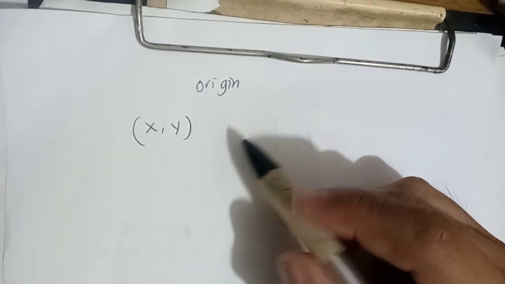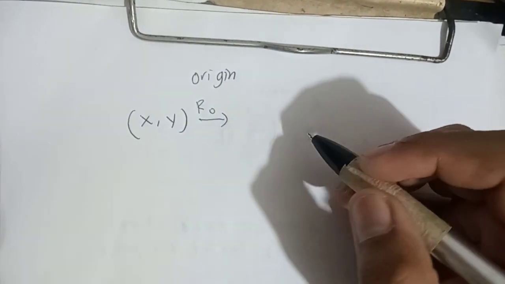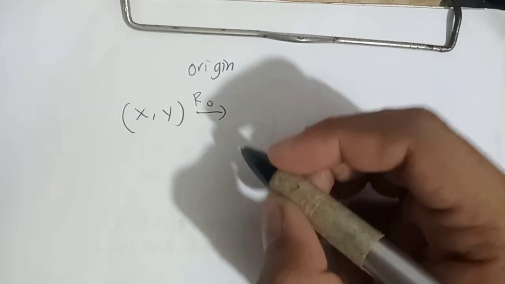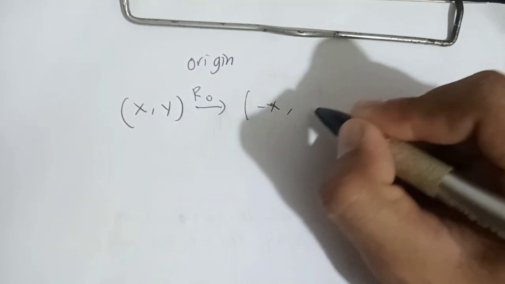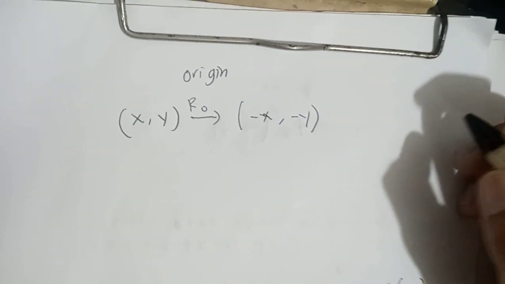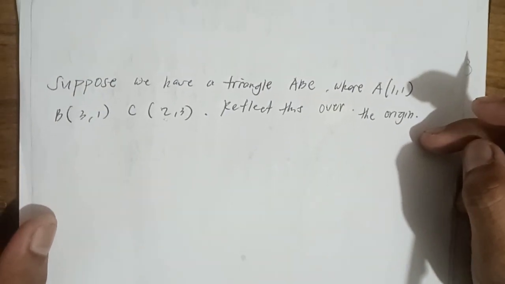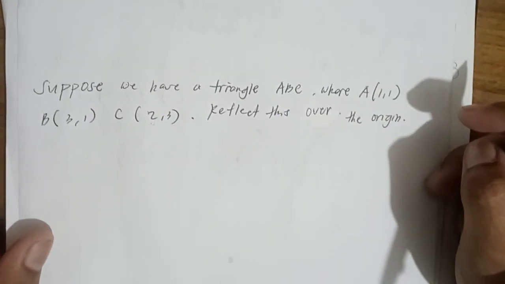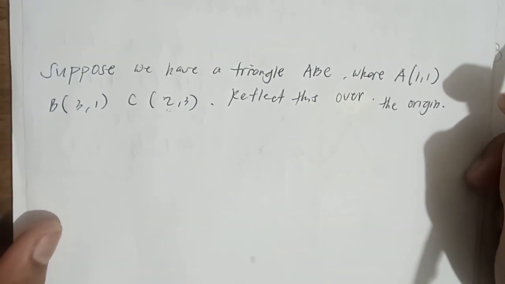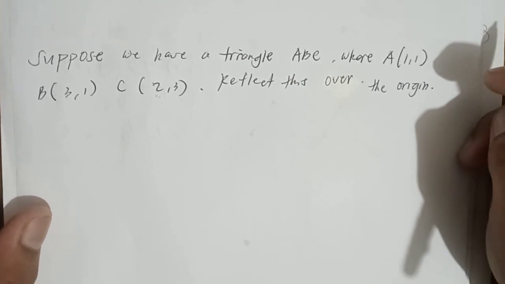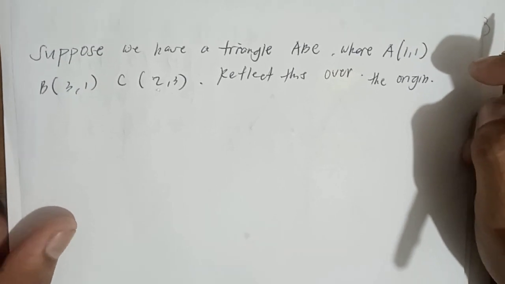Now let's talk about the reflection over the origin. If we are going to reflect a point (x, y) across the origin, in this case, both x and y will change their values. So this is going to be (-x, -y). Let's illustrate this in the graph. Let's use the example earlier. Suppose we have a triangle ABC where A has a point (1, 1), B has a point (3, 1), and C has a point (2, 3). Reflect this over the origin.